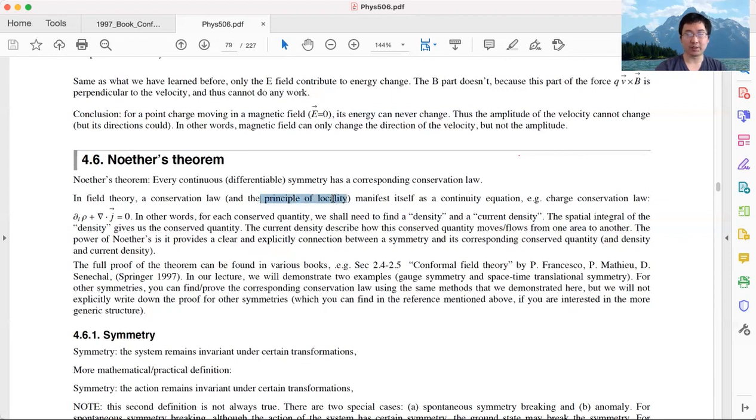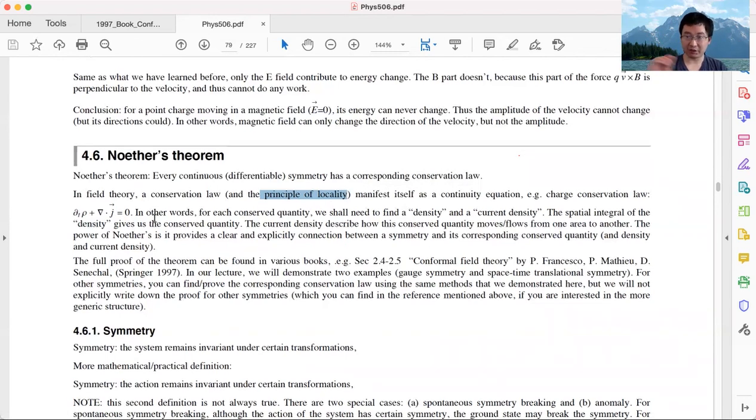Of course, the hidden assumption here is we follow the principle of locality. Okay? As we explained earlier on, the principle of locality tells us charge cannot teleport from one point to another. Charge can only flow from one point to another. Okay? If charge can only flow from one point to another, then if we want to change the value of charge in this region, the only way is to have a current go through the surface of this area. That is the second term. Okay? So the continuity equation describes conservation law, and it also obeys the principle of locality. Okay? Bottom line, for the continuous system, conservation law is continuity equation. Continuity equation is conservation law.